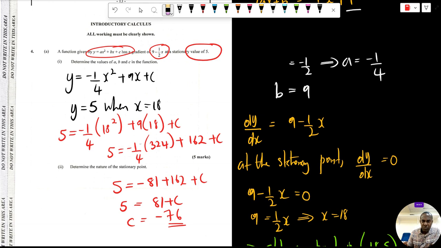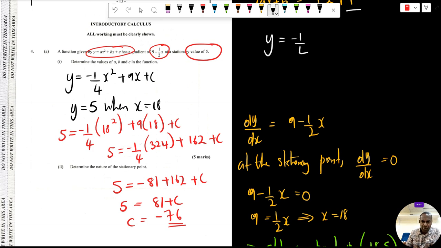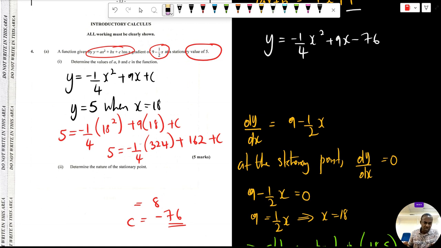of the function, which of course we're not required to do, but having found the values of a, b, and c, we can simply say that y is equal to minus a quarter x squared plus 9x minus 76. And that, of course, would be the function. So that was part one of the question. Now let's move on to part two, right? Part two says, determine the nature of the stationary point.